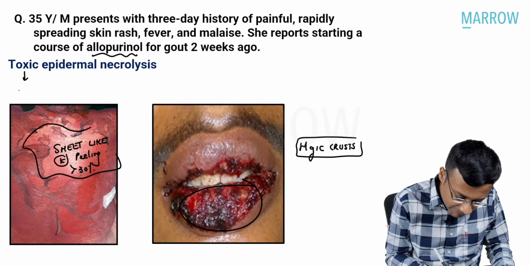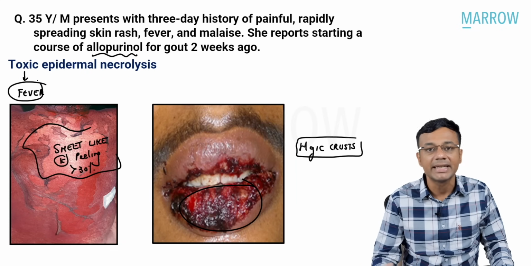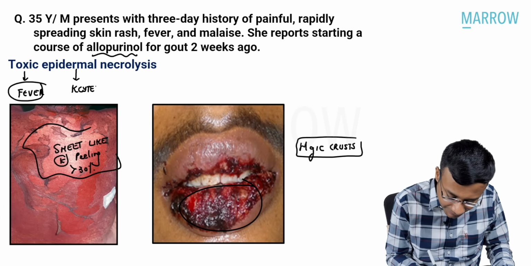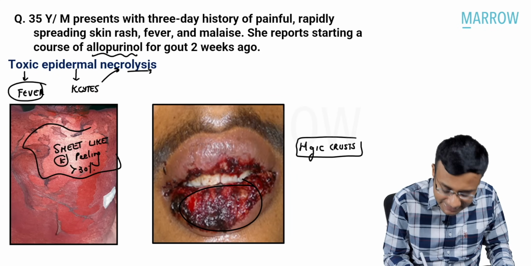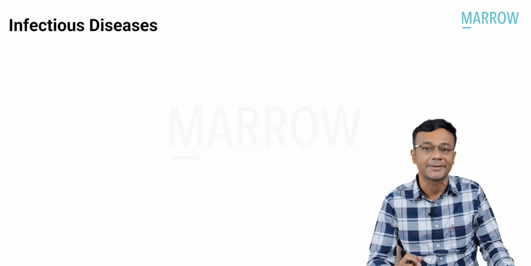The word toxic means the patient usually has fever, there are systemic symptoms. Epidermal necrolysis, that is because here the keratinocytes are undergoing necrosis followed by lysis. Lysis means separation of the skin. That's why you get sheet-like epidermal peeling here.